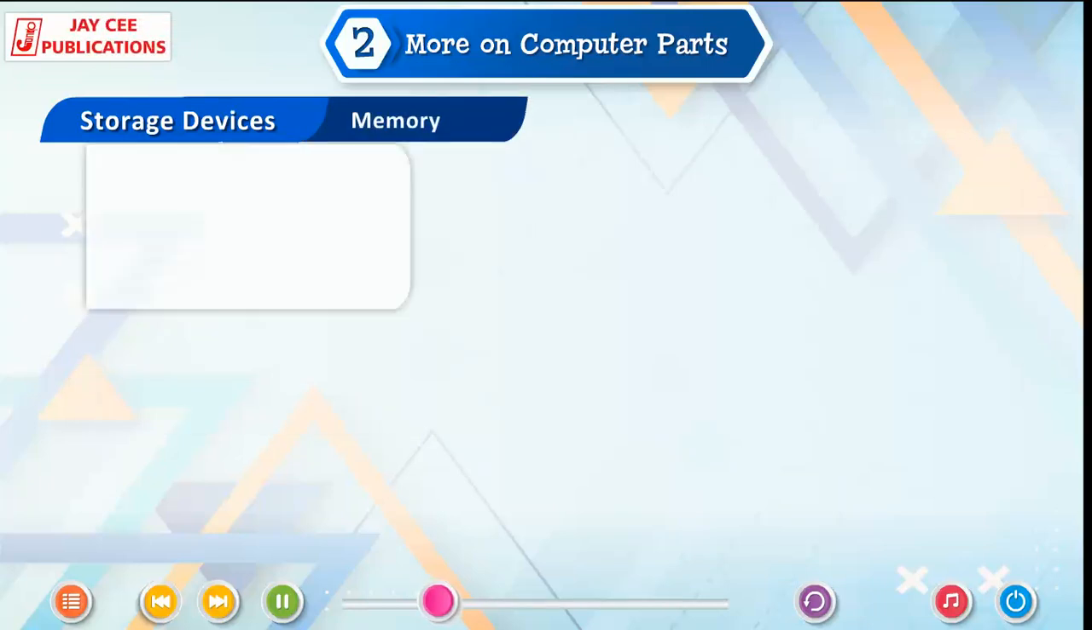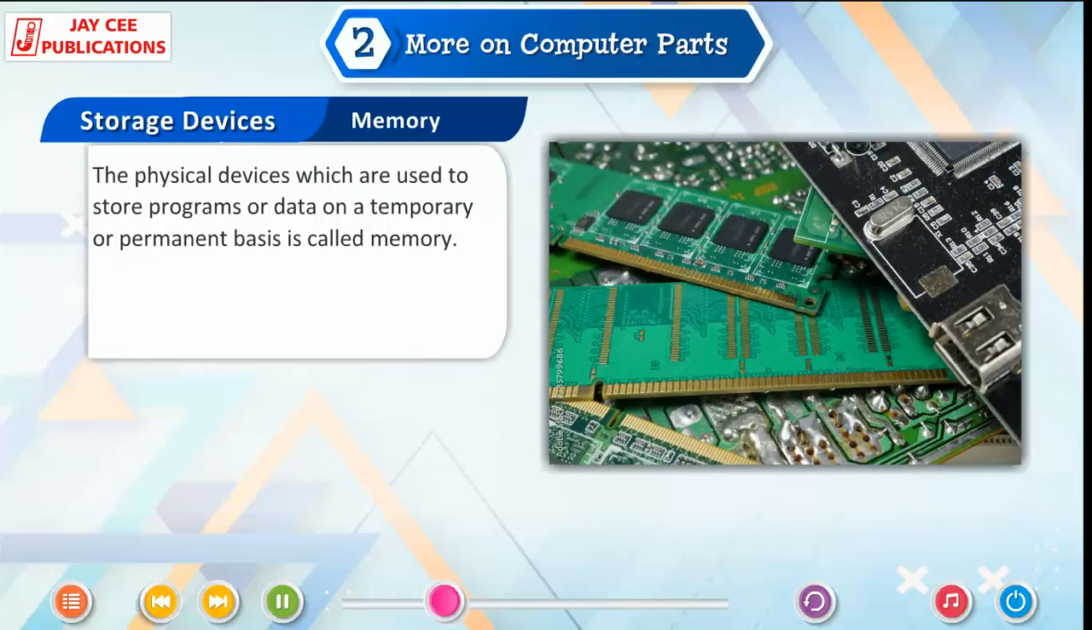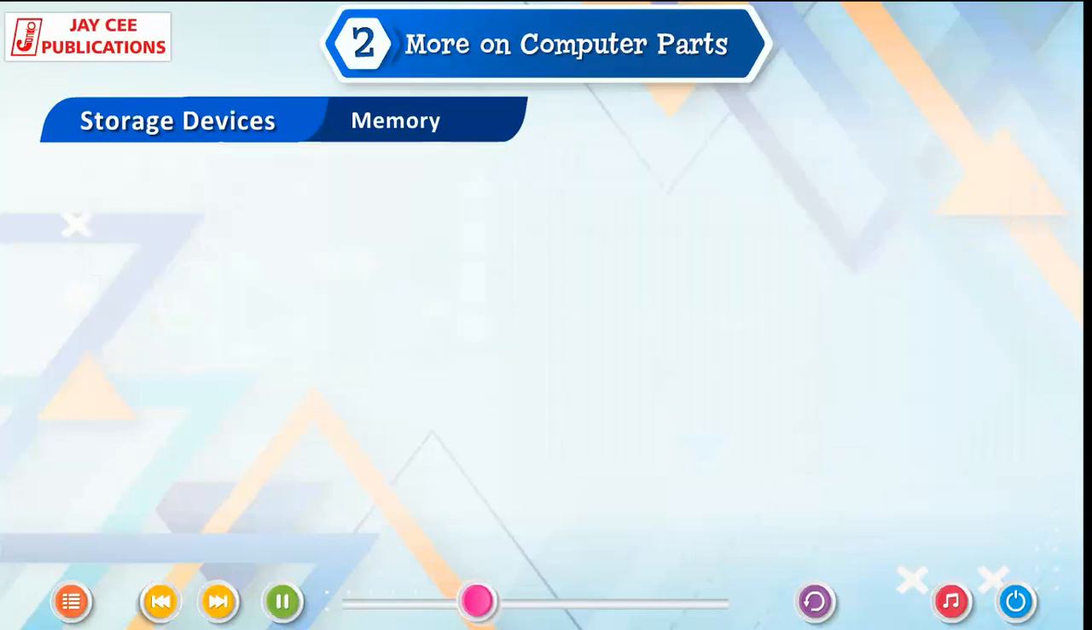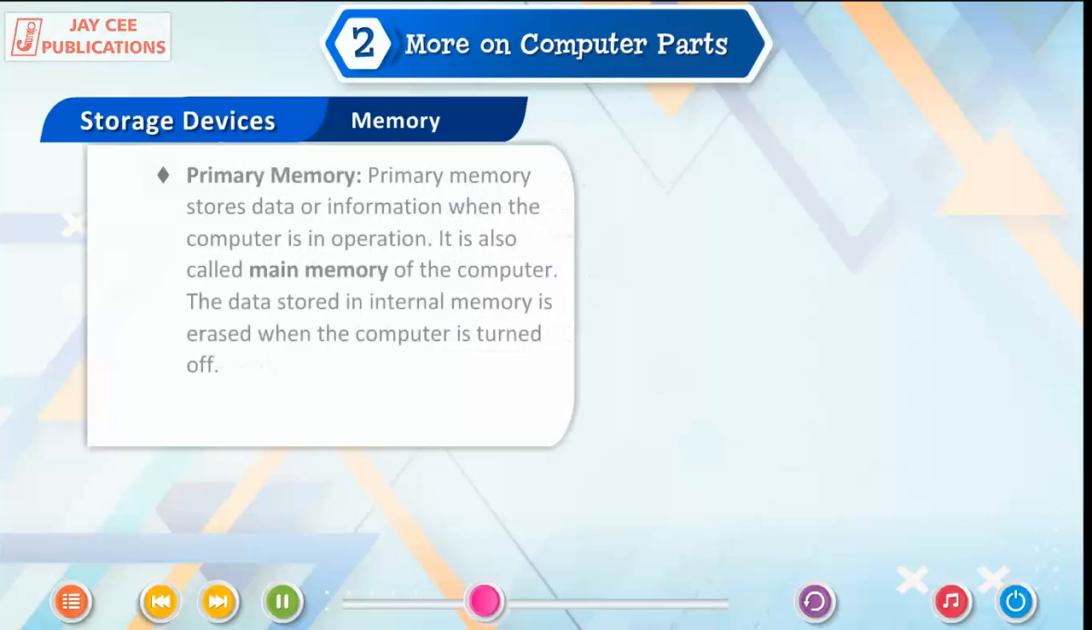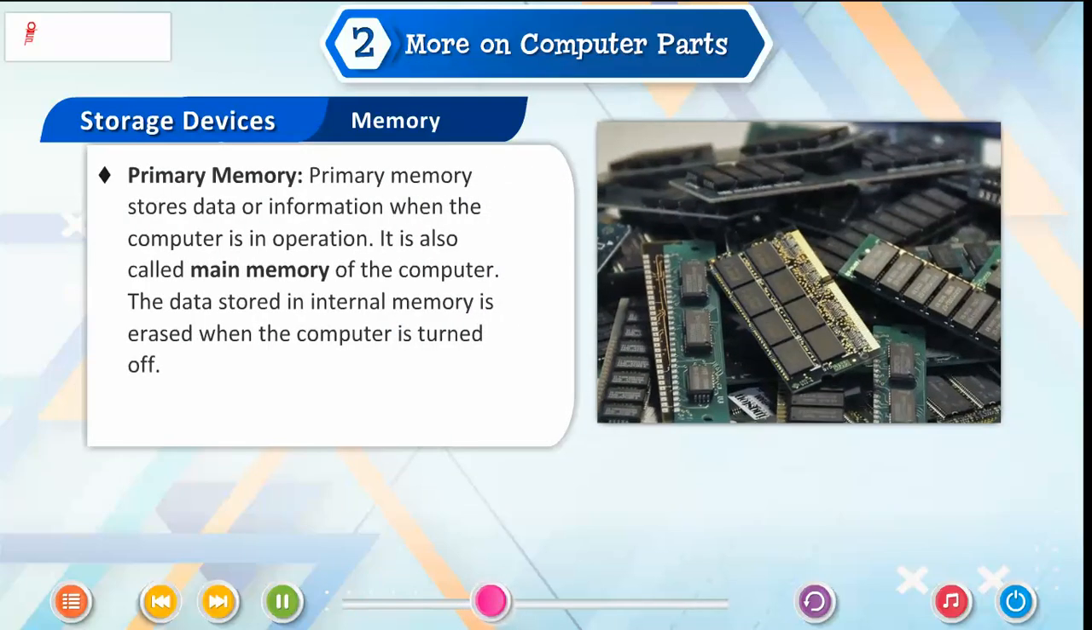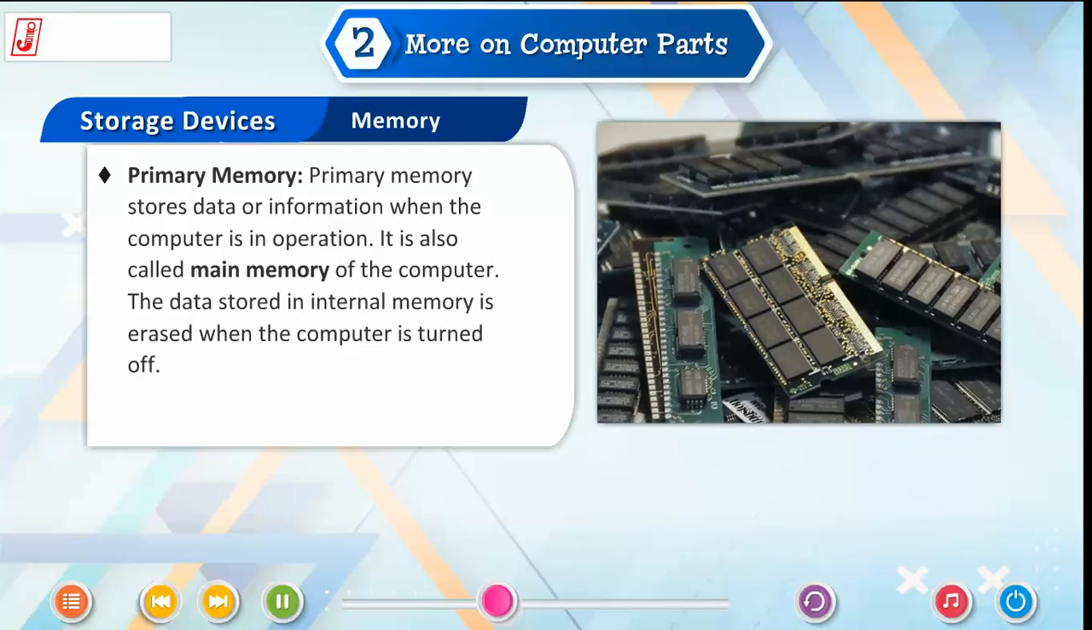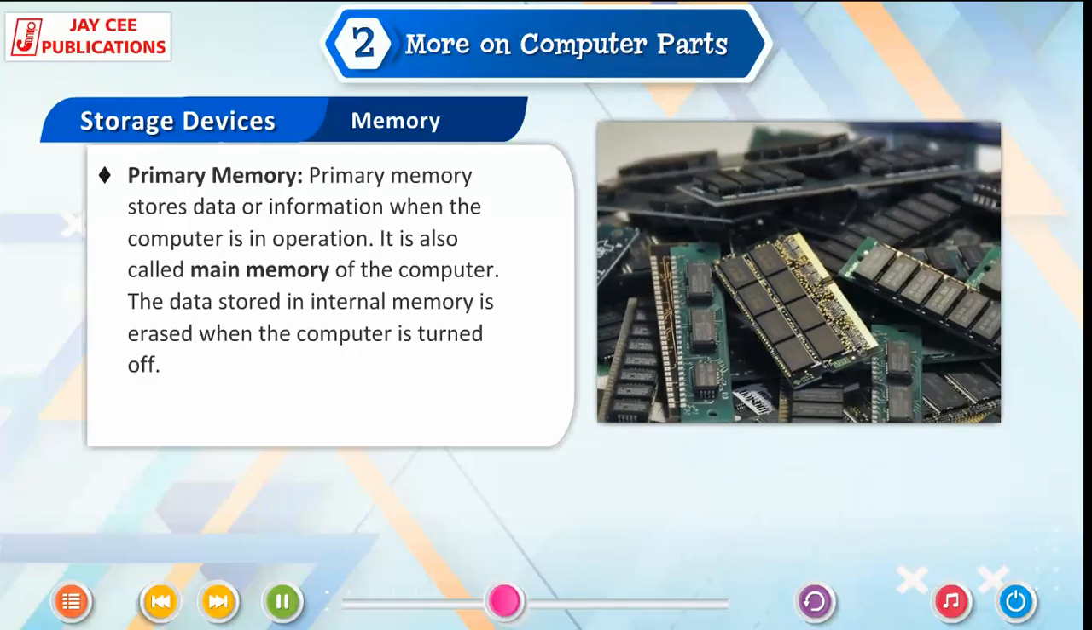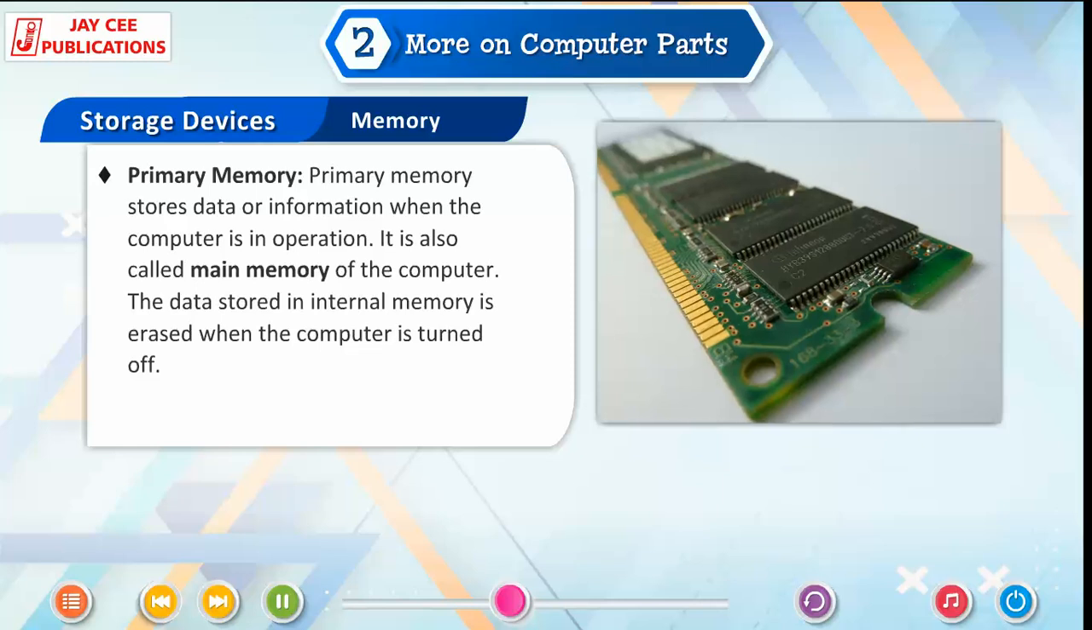Memory. The physical devices which are used to store programs or data on a temporary or permanent basis is called memory. There are two types of memories in a computer. Primary memory. Primary memory stores data or information when the computer is in operation. It is also called main memory of the computer.